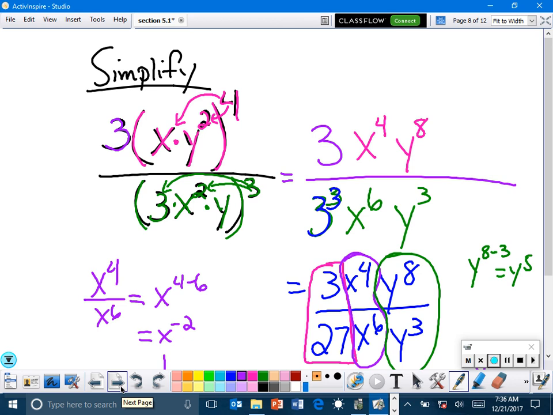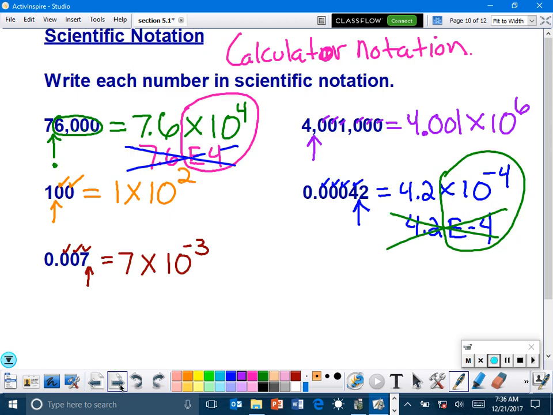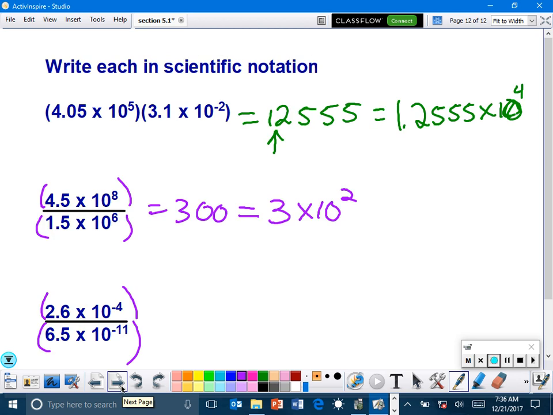Simplifying, okay, we applied the rules to these problems where you have to break it up, simplify it as much as possible. And here's another one. And then we did scientific notation. All right, that is chapter 5.1.